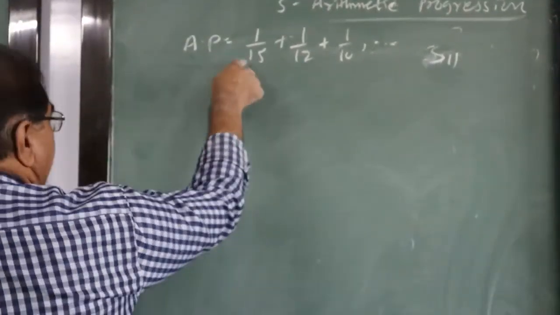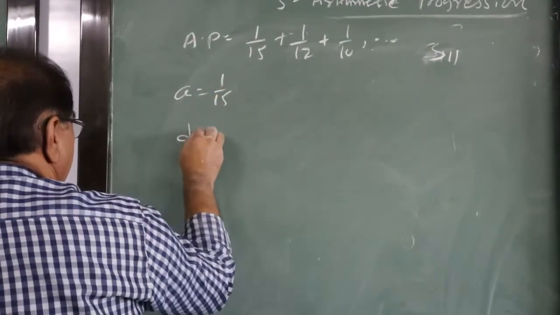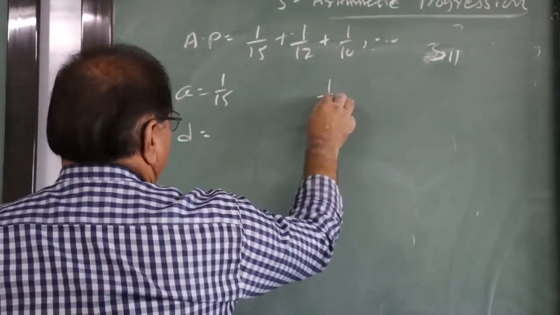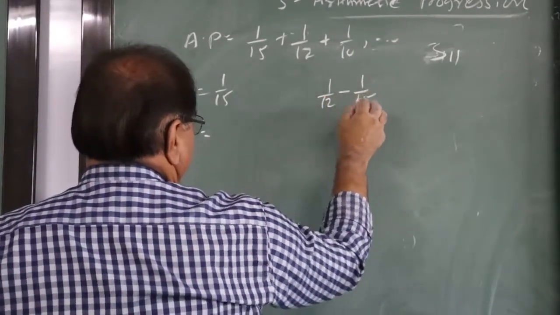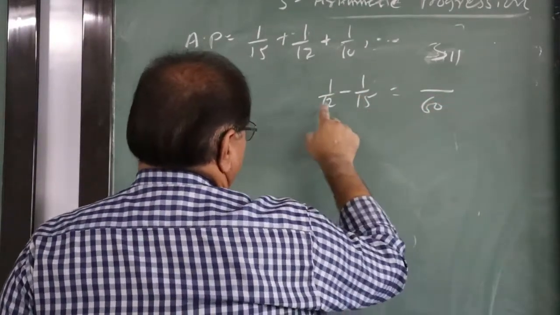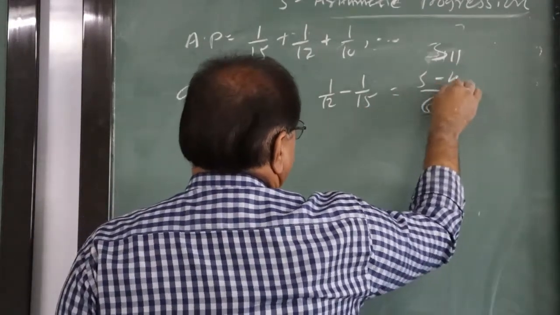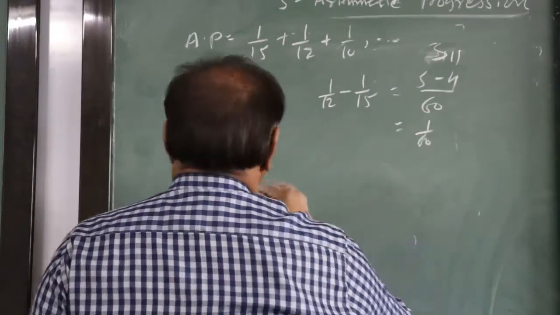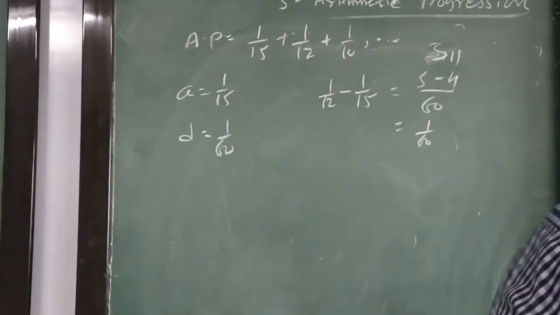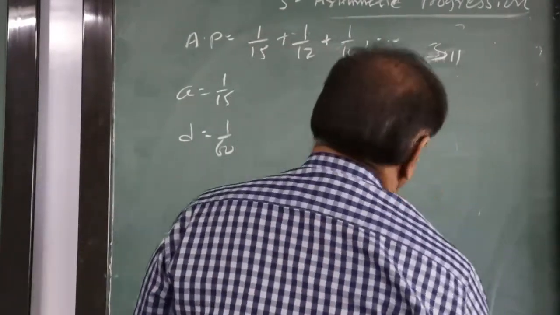Okay. So, first term is there, A is 1 upon 15, we know. But how to find out the difference? Second minus first. So, it is 1 upon 12 minus 1 upon 15, is equal to, LCM of 15 and 12, so it is 60. 12 5s are 60, 15 4s are 60. So, it is 1 upon 60 is your difference. Okay. After finding A and D, you can easily plug into the formula for Sn.